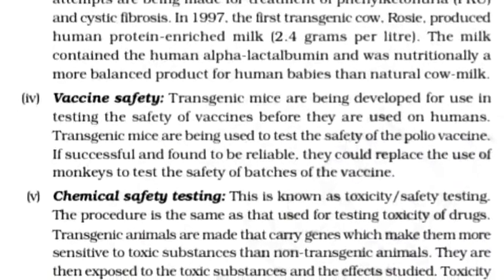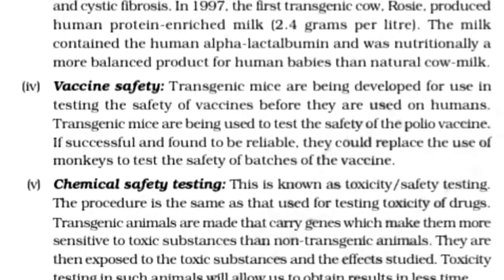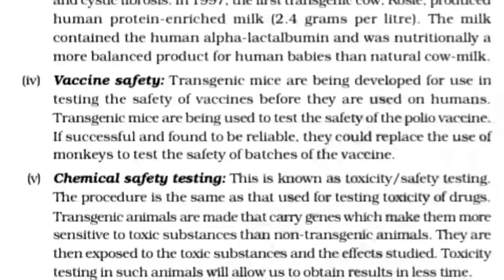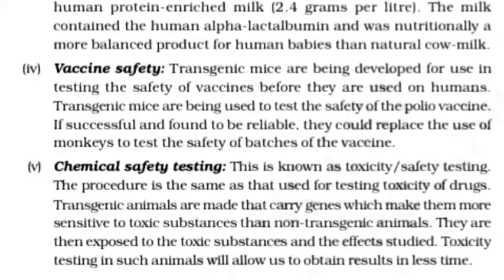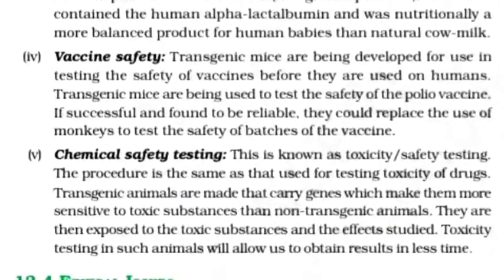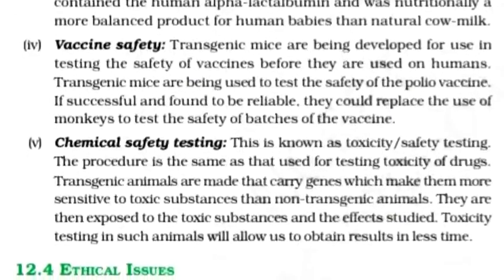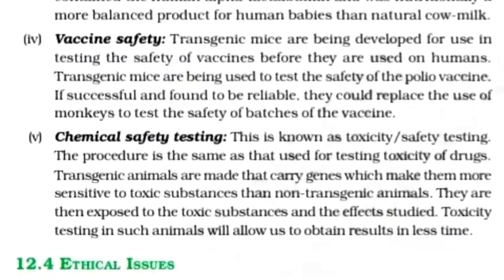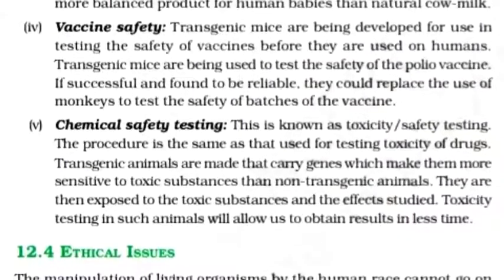4. Vaccine safety. Transgenic mice are being developed for use in testing the safety of vaccines before they are used on humans. Transgenic mice are being used to test the safety of the polio vaccine. If successful and found to be reliable, they could replace the use of monkeys to test the safety of batches of the vaccine.